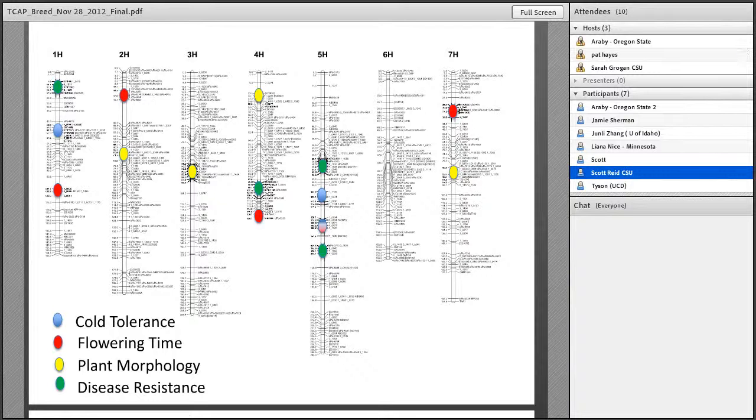This is an example for diastatic power, one of the traits for malt quality. And these are the estimated values for each line. These are standardized data, so we always get a value above or below the average of the whole population.